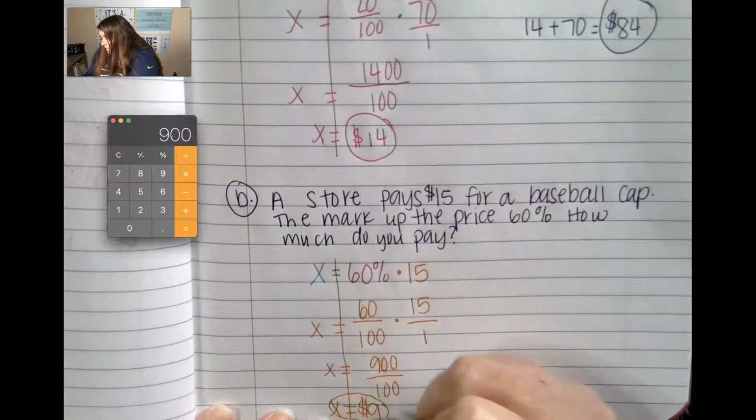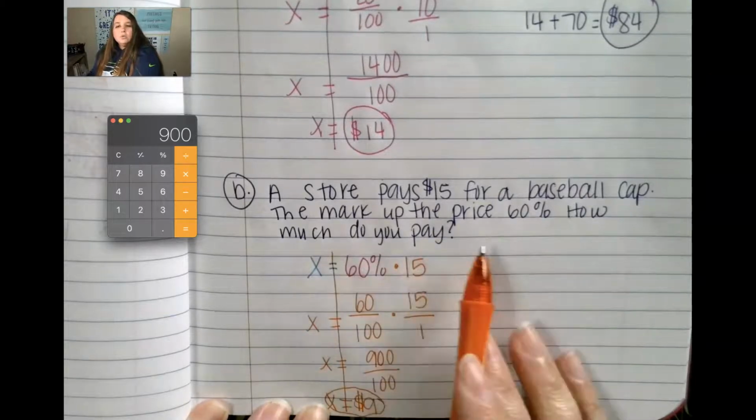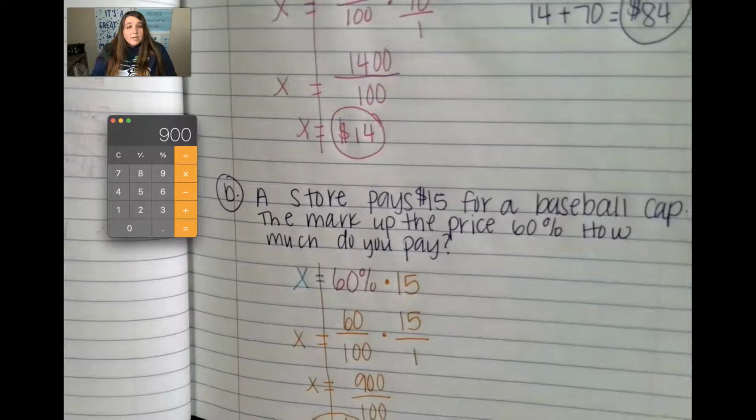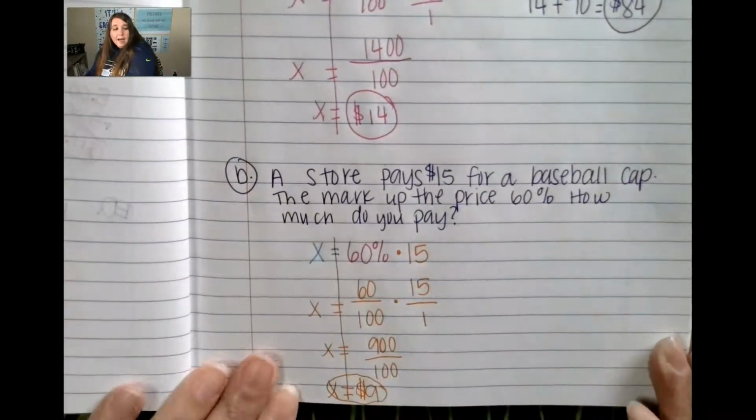We are not done here. This is not done because the question asks, how much do you pay? You're not paying $9. They're trying to make a profit of $9 off of the baseball hat, right?